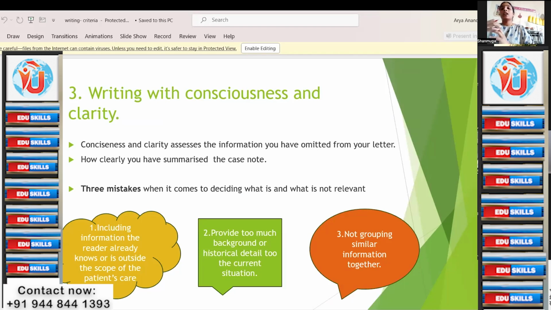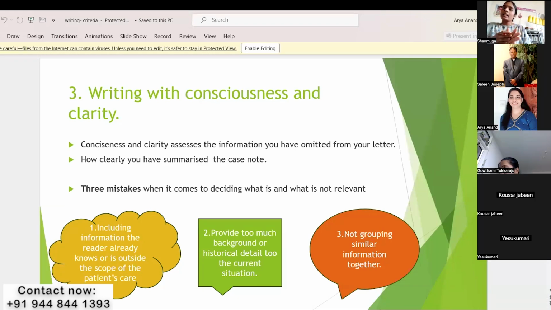How the information you have omitted from your letter is closer to the content. First one is content. We are choosing relevant or irrelevant. Here, how you have omitted from your letter. If you omit relevant information, that also leads to confusion. So you have to be careful when you are choosing content to get a clear picture, clarity, in your letter. So you have to omit appropriate case note from your letter, and summarize the case note clearly.